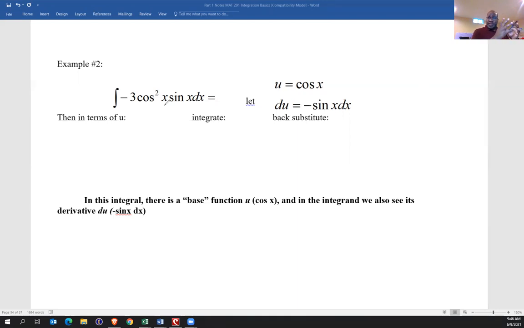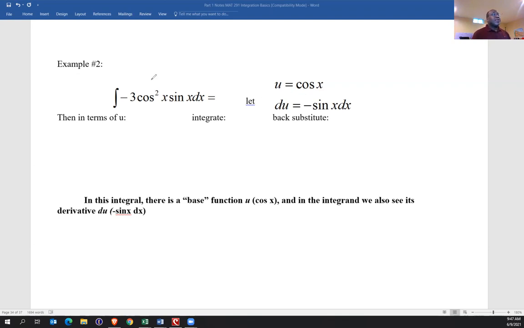Cosine squared of x is a composite function. You've got the outer function of squared, the inner function of cosine. But then the sine of x, well, we know that the negative sine of x, I should say, is the derivative of the cosine function. All right, so here, what we see is that we have that instance. We have a composite function, and then we have the derivative of the inner part of the composite function as part of the problem. And so here, we start by letting u equal cosine of x, that inner function. The derivative du, of course, is negative sine of x dx.